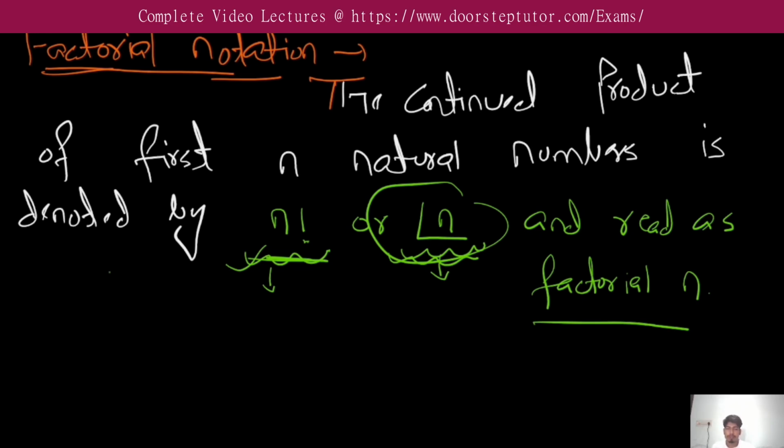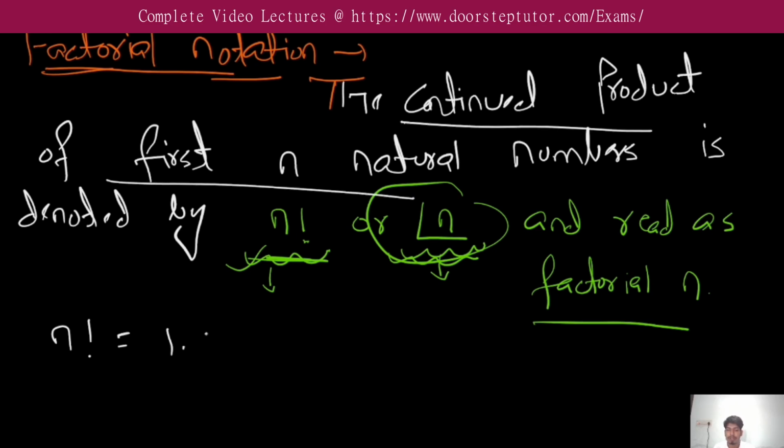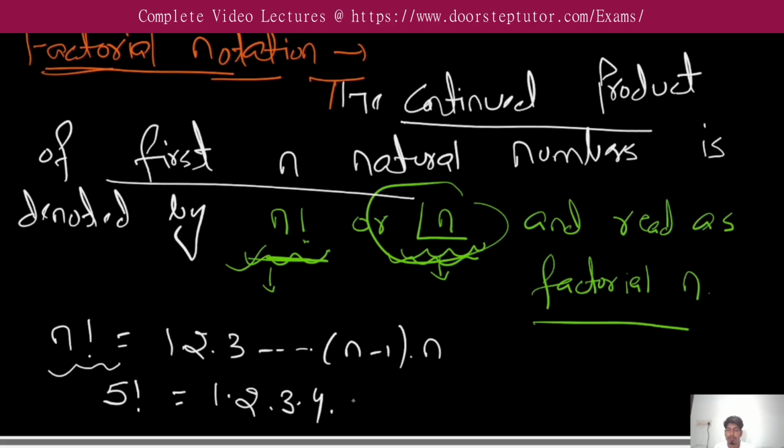So what is factorial n? The continued product of the first n natural numbers, means 1 into 2 into 3 up to n minus 1 into n. Let's calculate factorial 5. The value is 1 into 2 into 3 into 4 into 5, which is 120. This is the basic definition and symbol of factorial.